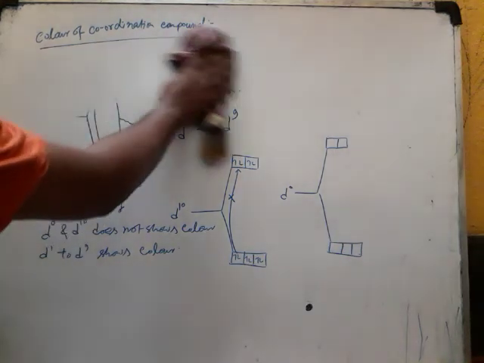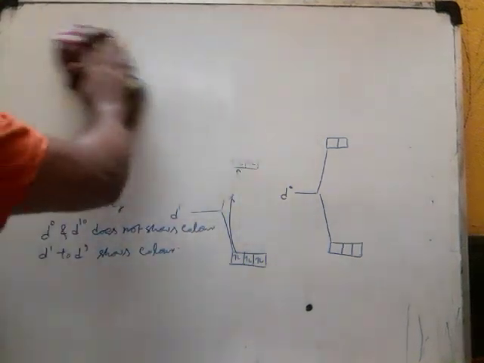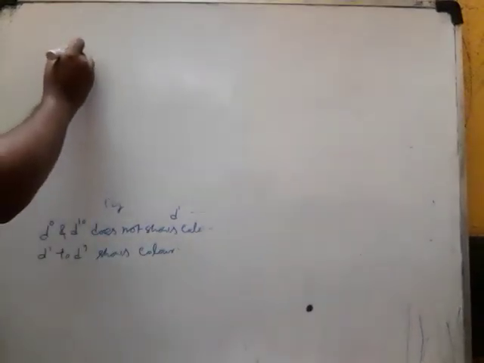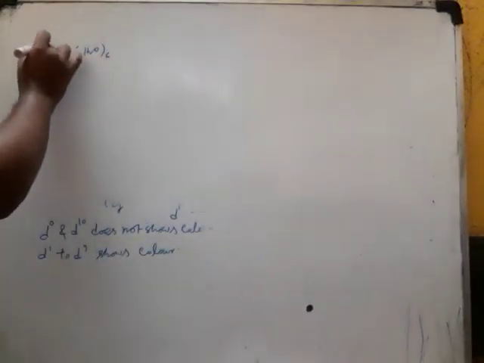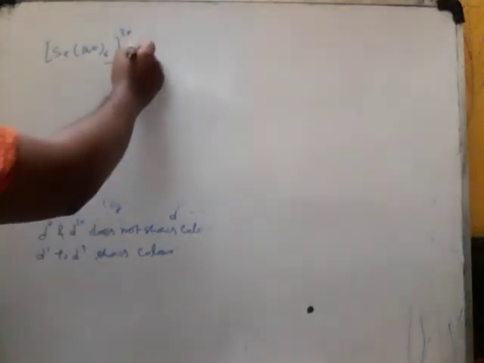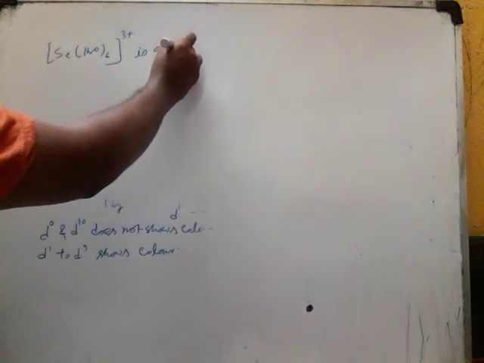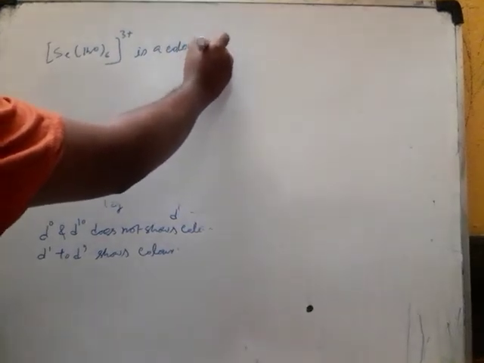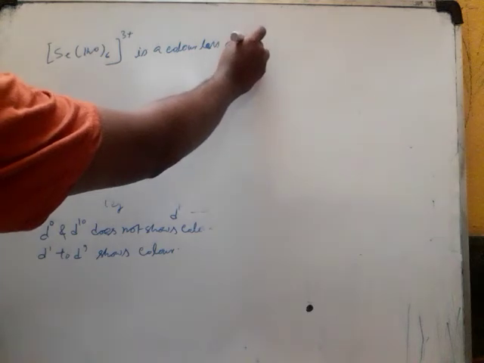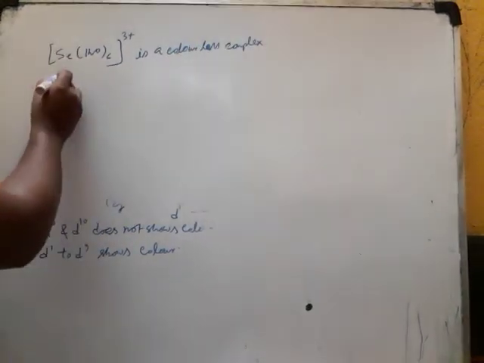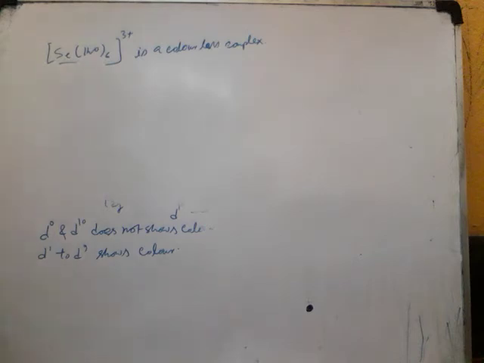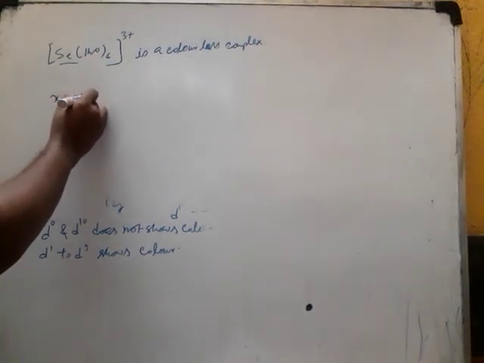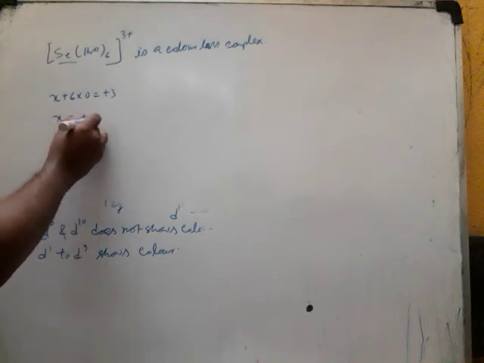Now we take some examples. [Sc(H2O)6]3+ is a colorless complex. Why? In case of [Sc(H2O)6], x + 6 into 0 equals +3, so x equals +3.